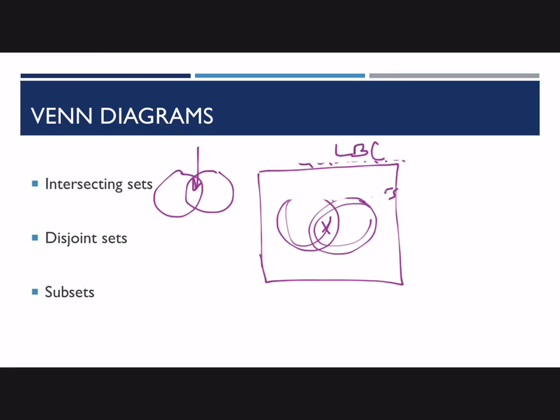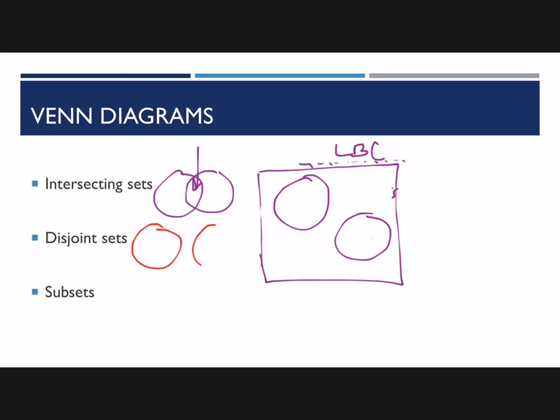If we don't overlap the circles, maybe we want to show that freshmen and seniors are completely different, and those are called disjoint sets. So we would draw those not overlapping, and that would show that they don't share any elements in common.